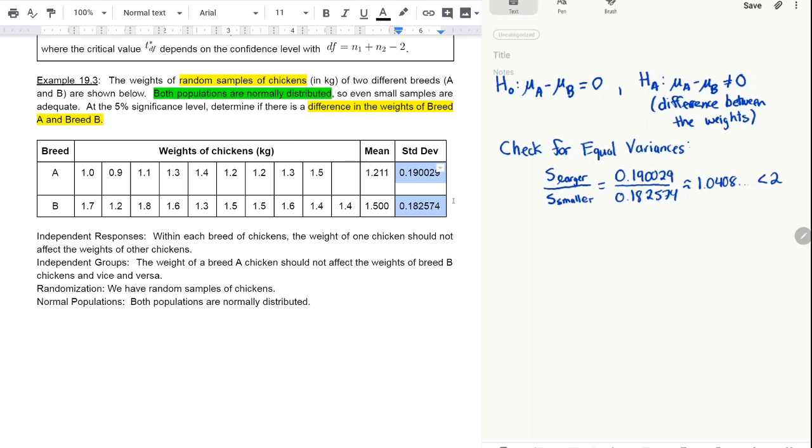Okay, now because this ratio is smaller than 2, we can assume equal variances. And we will proceed with a pooled t-test rather than a two-sample t-test.